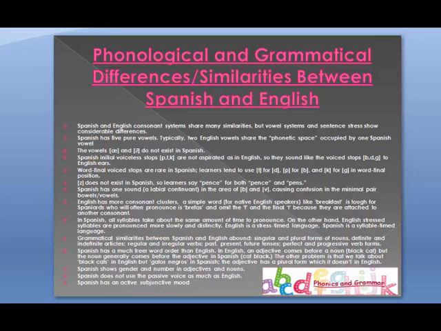Number 12. Spanish shows gender and number in adjectives and nouns. Number 13. Spanish does not use passive voice as much as English. And number 14. Spanish has an active subjunctive mood.